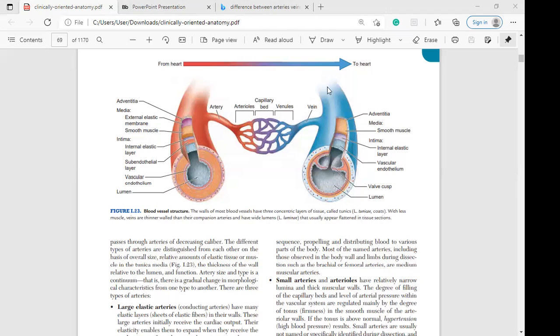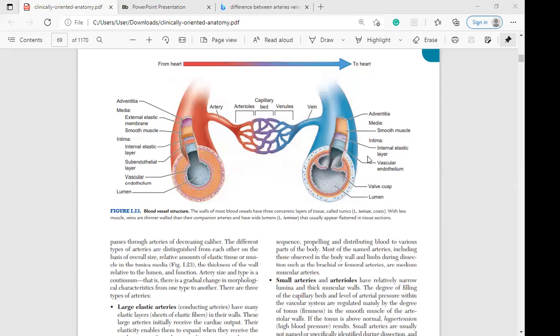Now let's look at the vein. In the vein, you see the lumen, right? And you will notice one difference: the veins have some valvular cusps, which we don't have in the artery. That is one difference you should notice between artery and vein, that the veins have some cusps. And it doesn't have the external elastic membrane.